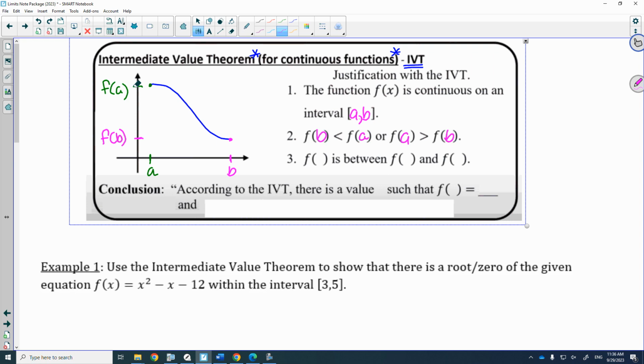So that's what we're going to see. What we're going to do is introduce a random point, f of c. Okay? And f of c always has to be between f of a and f of b. So f of c has to be somewhere between. So I'll put f of c between.